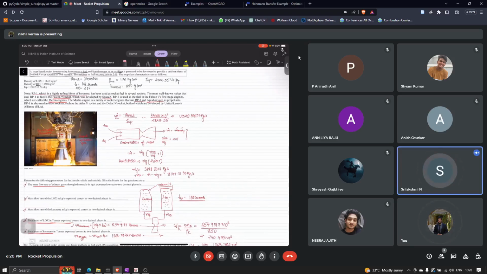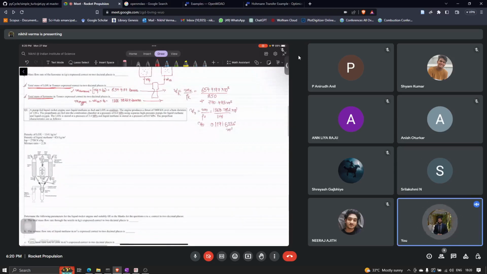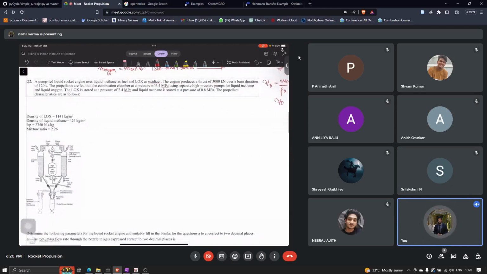No, it's clear. Okay, so let us move to another problem where we have a pump fed liquid rocket engine, and it uses liquid methane as a fuel and liquid oxygen as an oxidizer, and it creates a thrust of 3000 kilonewton, and the burn duration is given as 120 seconds.